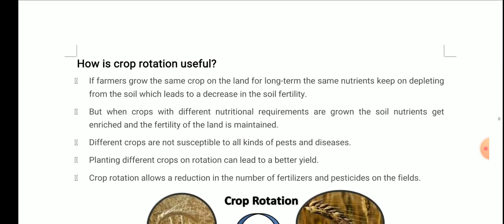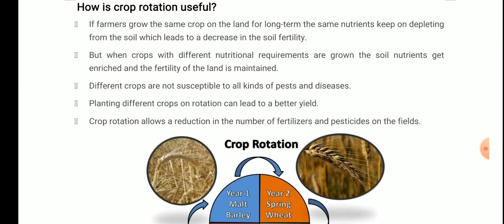How is crop rotation useful? If the farmer grows the same crop on the land for a long term, the same nutrients keep on depleting from the soil, which leads to a decrease in soil fertility. But when crops with different nutritional requirements are grown, the soil nutrients get enriched and the fertility of the land is maintained. Different crops are not susceptible to all kinds of pests and diseases. Planting different crops in rotation can lead to a better yield. Crop rotation allows a reduction in the amount of fertilizers and pesticides on the fields. So these are the usefulness of crop rotation.